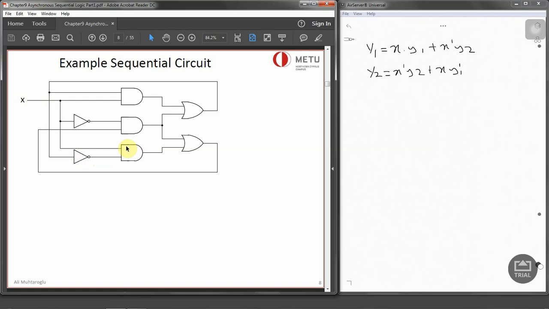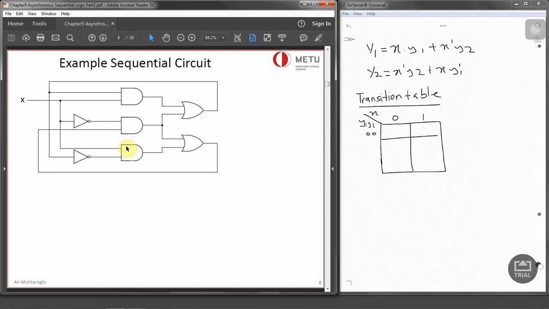By using these equations, we can derive a transition table. The transition tables look like the Karnaugh maps, but they're a little bit different. In this case, we have two inputs where x is either 0 or 1, and we have small y1, small y2, which represent our feedback or the present state, and they can be 00, 01, 11, and 10. And actually this is going to give us the next state expressions.